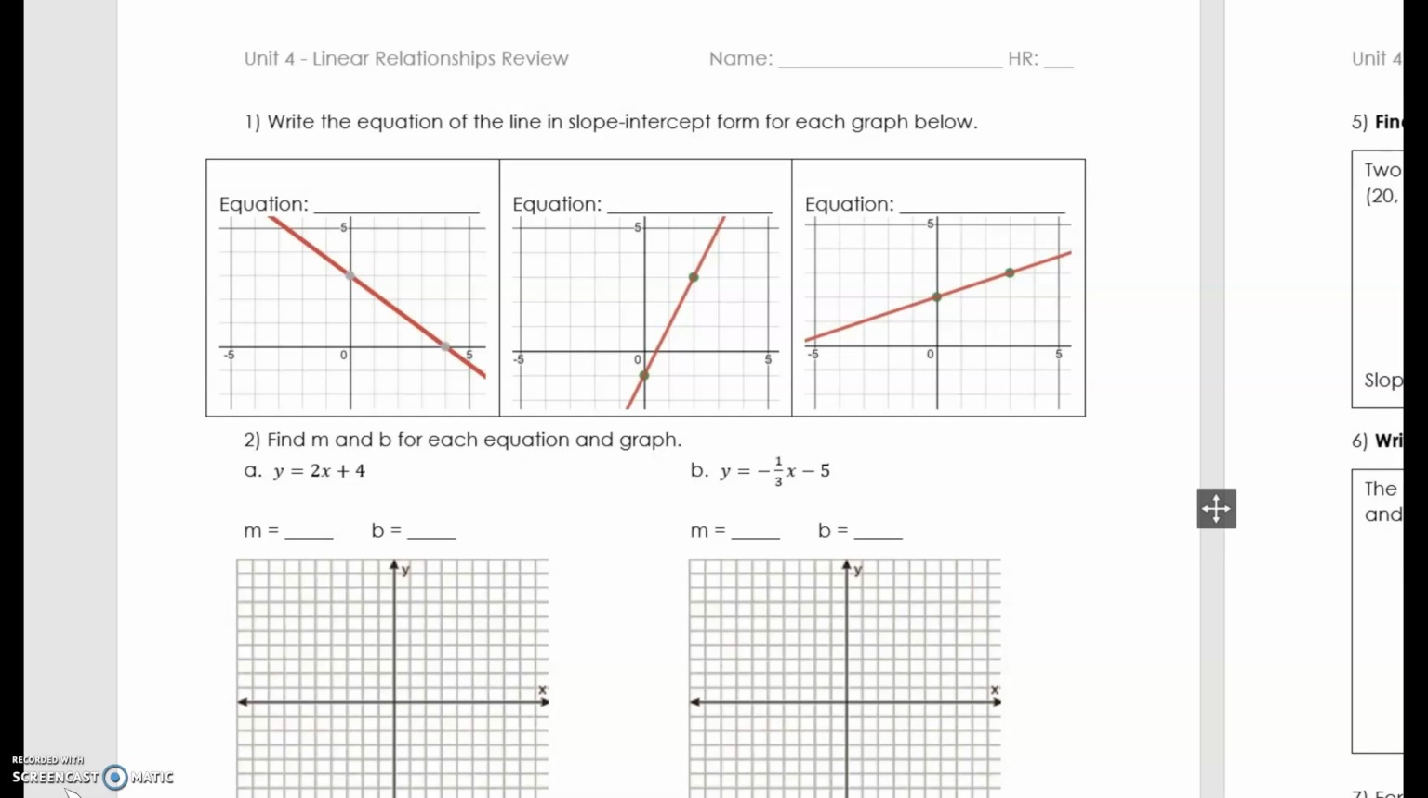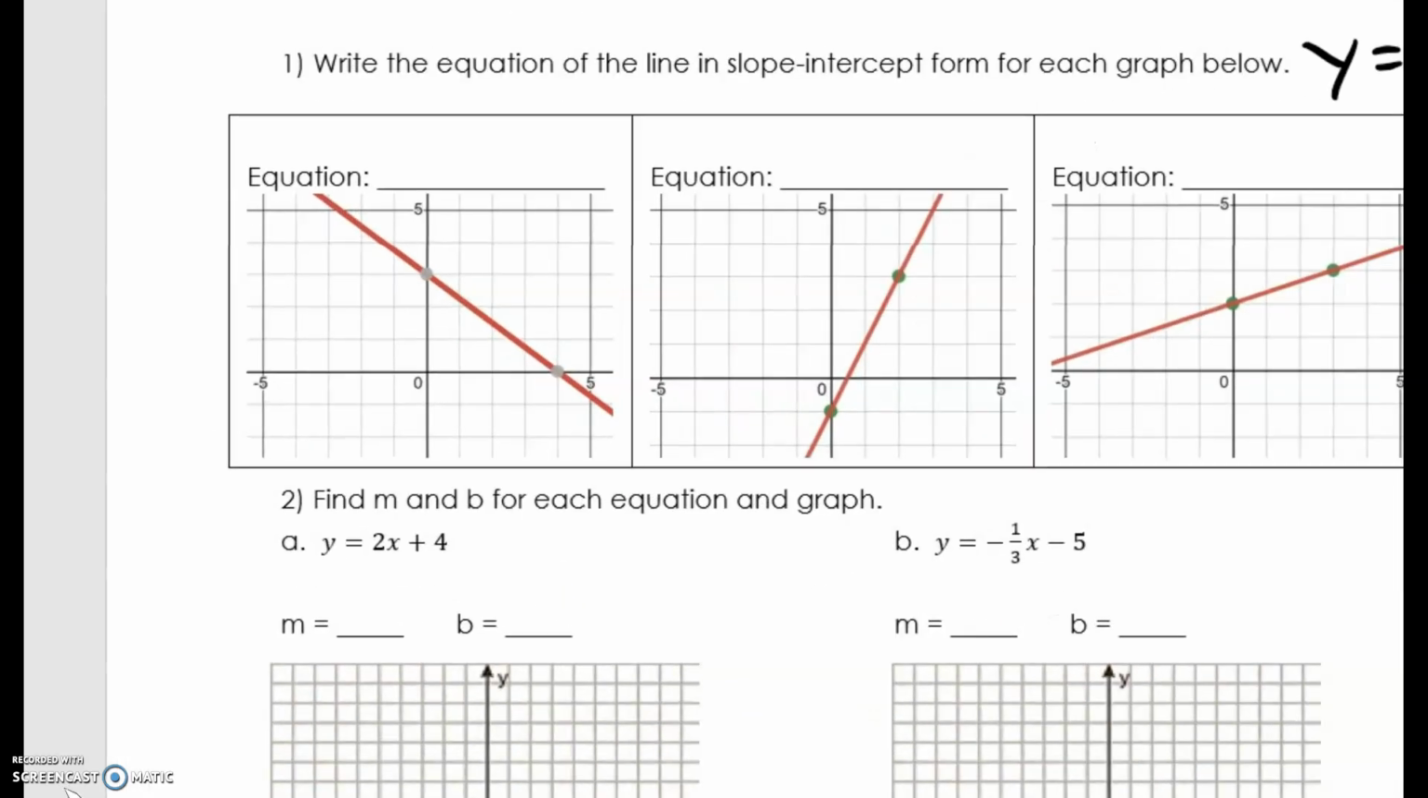Question number 1. Write the equation of the line in slope-intercept form. Just remember, this is slope-intercept, y equals mx plus b. When I write the equation in that form, I need two things. What's the slope? What's the y-intercept? So we need to identify those as I'm writing the equation for each line.